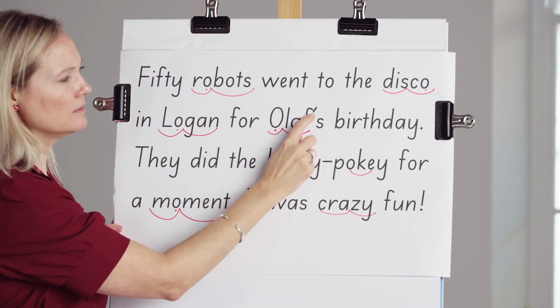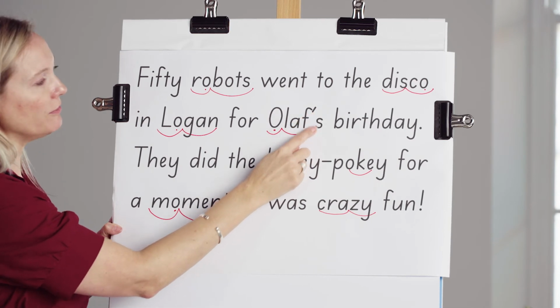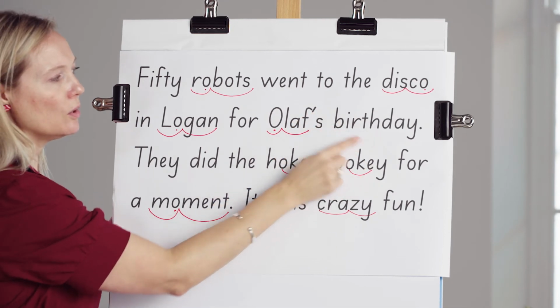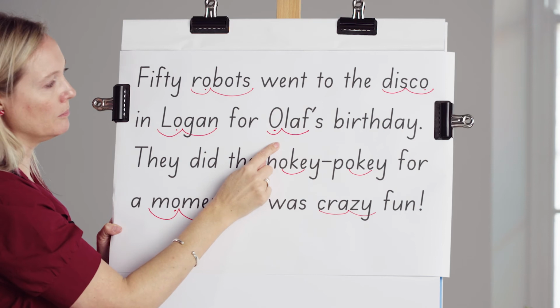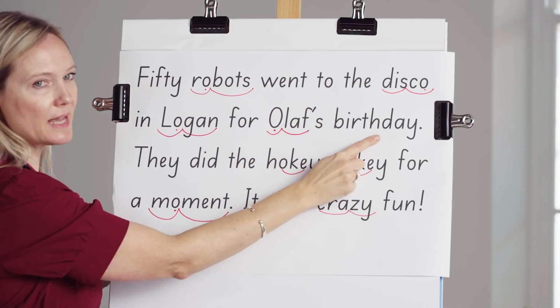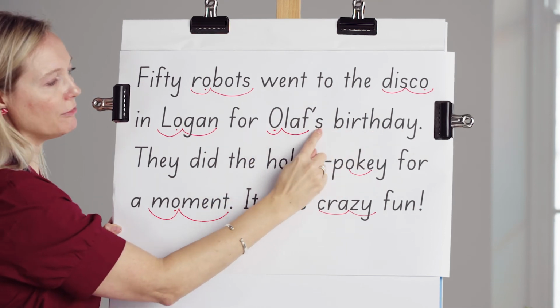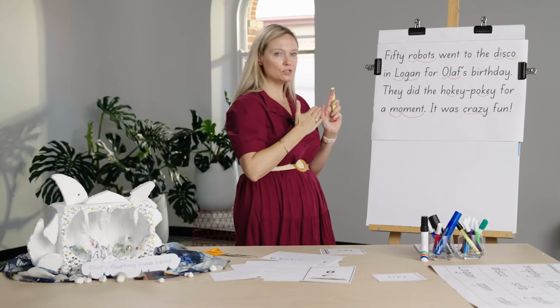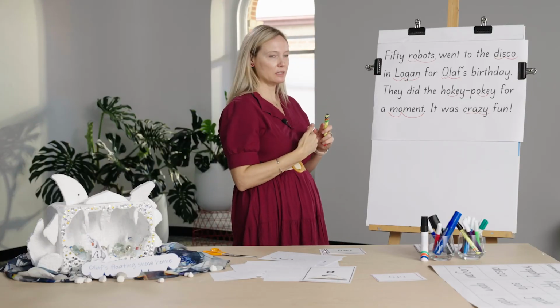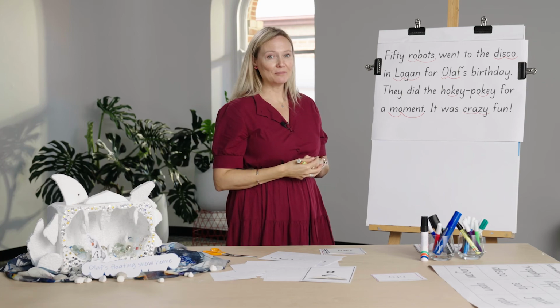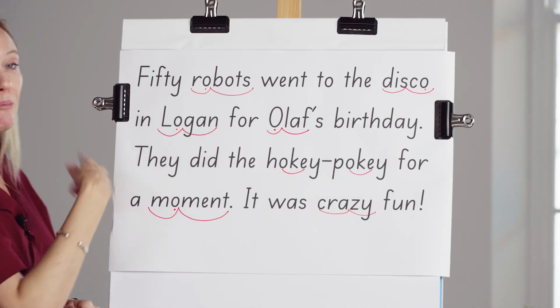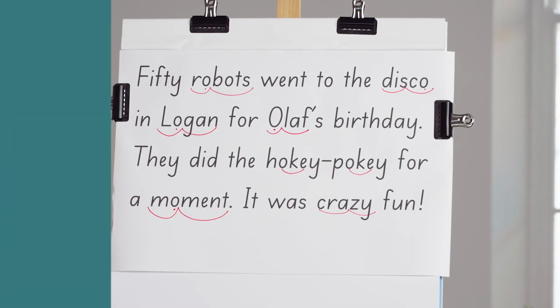My goodness. That's interesting. This is called an apostrophe. It means something belongs to someone. Whose birthday? Olaf's. It belongs to Olaf. It's his birthday. How did you go? Why don't you pause and practice reading that through a few more times?